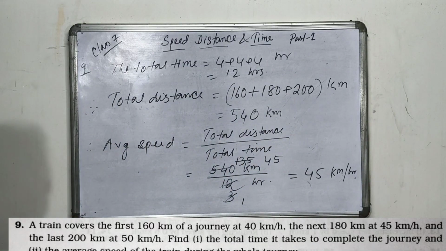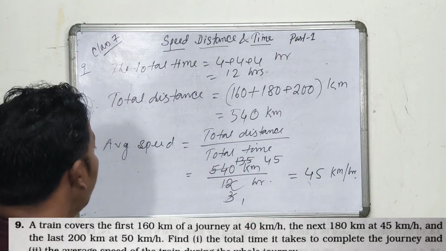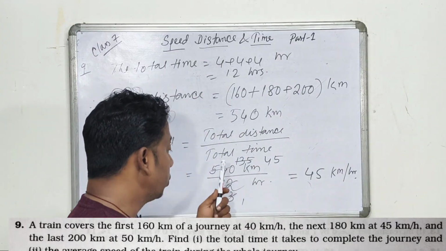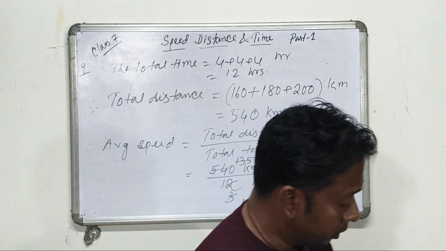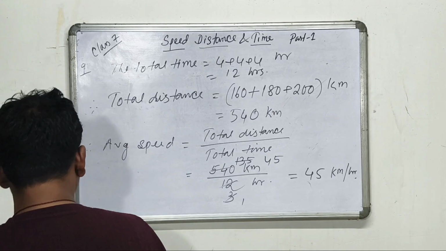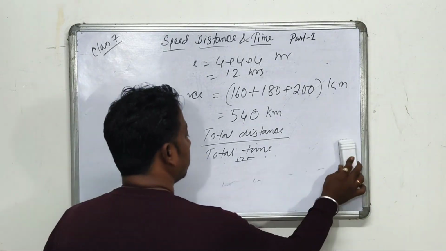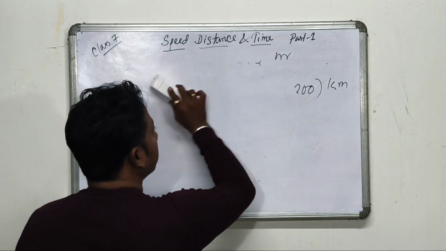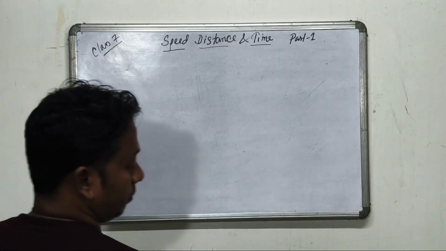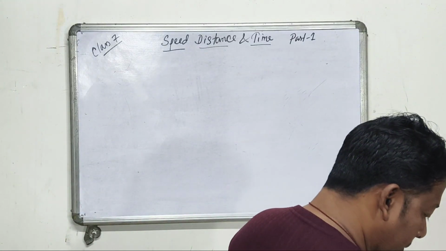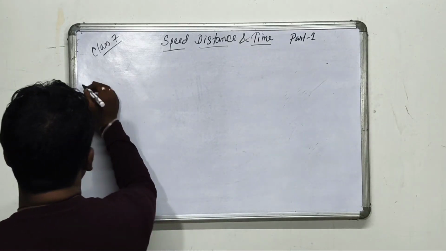Okay. So first we find out the total time, that is 12 hours, then the total distance is 540, and average speed is total distance by total time. Okay, clear? So question number 9 finished. Now question number 10.